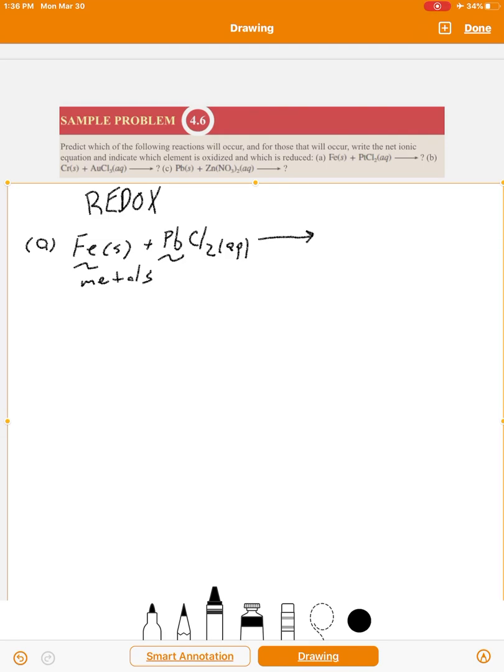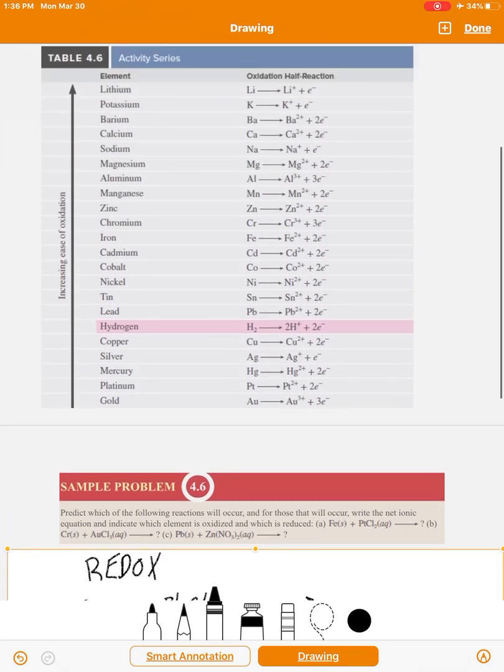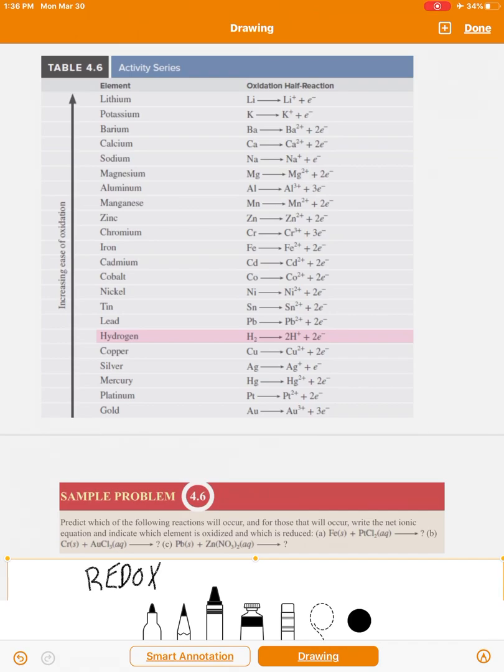It's called the activity series. And let me show you what the activity series is. Table 4.6, activity series. This is a table that allows you to predict whether metals will react with each other, and if they will react with each other, what the products will be. Okay? So notice what it is. It's lithium, potassium, barium, calcium, sodium, a bunch of metals. The only non-metal on that list is hydrogen, but all the others are metals.